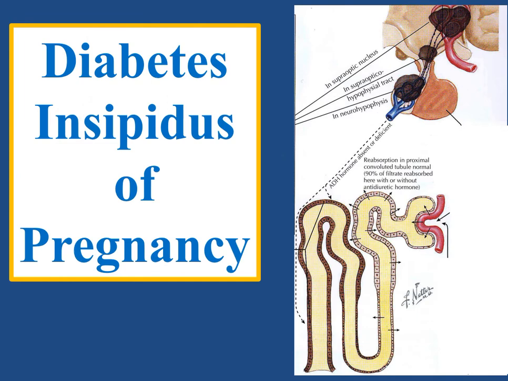In pregnancy, the degradation of antidiuretic hormone may increase, and it will result in the manifestation of so-called gestational diabetes insipidus. And after delivery, this condition improves, and the diabetes insipidus symptoms disappear.